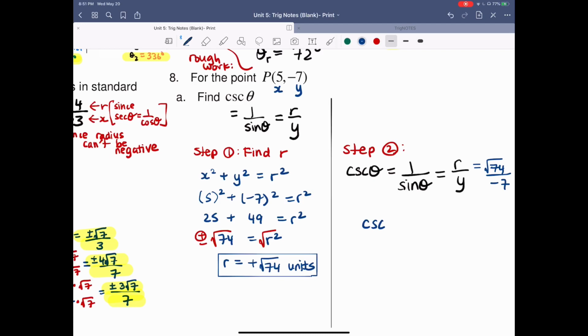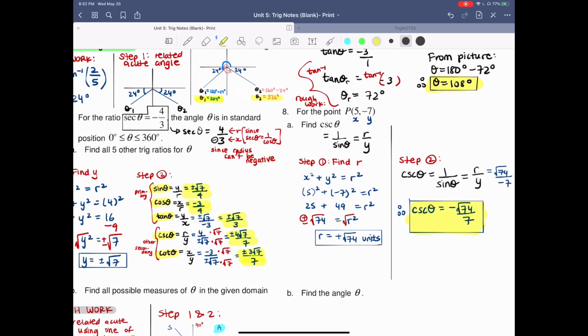And so cosecant theta is equal to, I'm going to bring that negative to the numerator. So it's -√74 over 7. There's no need to rationalize because I only need to rationalize when the radical part is in the denominator. And so cosecant theta is equal to negative square root of 74 divided by 7.